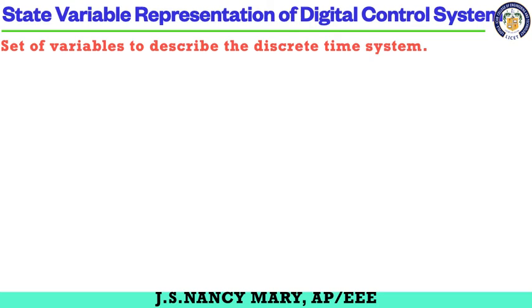Dear students, in this video we are going to see the state variable representation of a digital control system, that is a discrete time system. You know what a discrete time system is. So here the state variables will be represented by x1 of k, x2 of k, x3 of k and xn of k. In previous classes we have seen the continuous time system. Now we are going to see the discrete time system, which is also a digital control system.